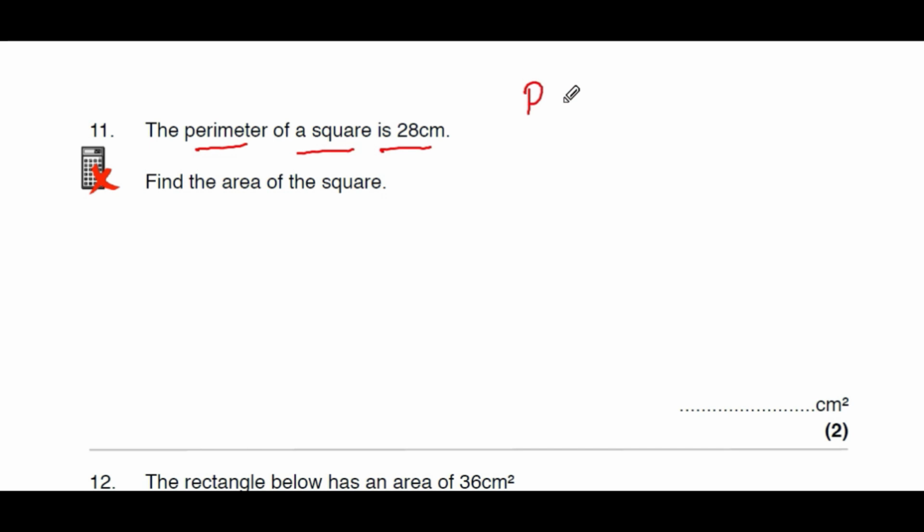So you know what a perimeter is? Perimeter is the sum of all sides, the sum of all sides of any shape. For example, we have a square over here. You know that a square has all sides equal. If one side of a square is 2, it means all sides will be equal to 2.